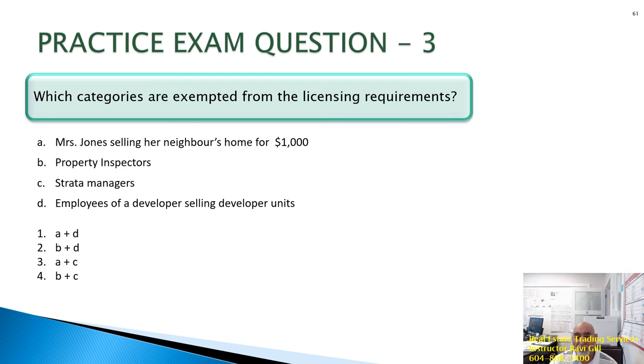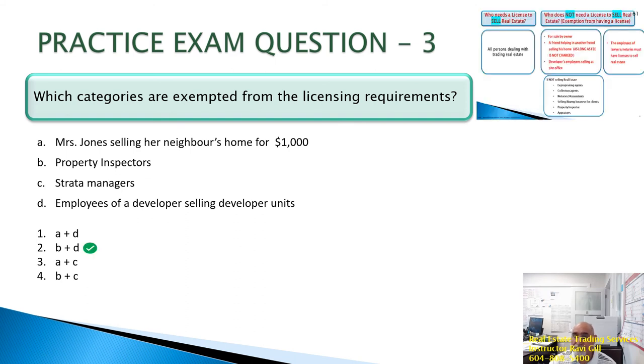Property inspectors do not need a license. Strata managers do not. Employees of a developer selling developer units are exempted. So this answer is incorrect. The answer to this question is B, C, and D. All of these do not require licenses. The answer should be B, C, and D.